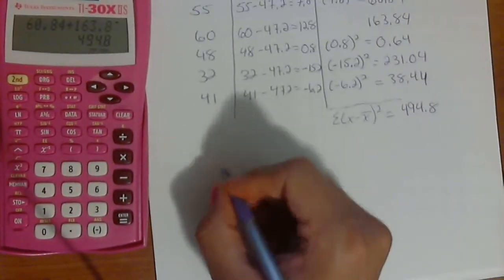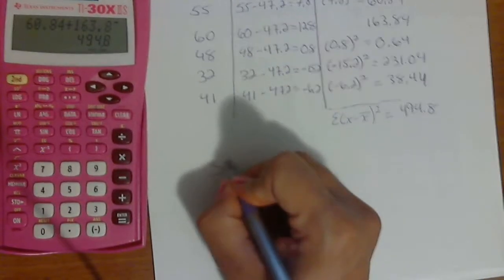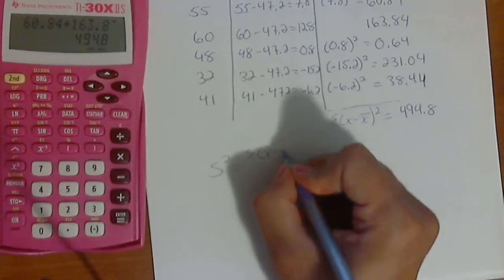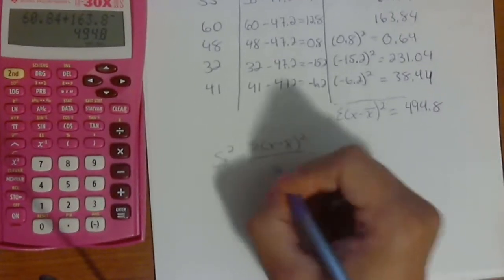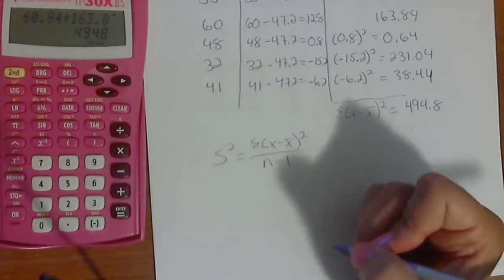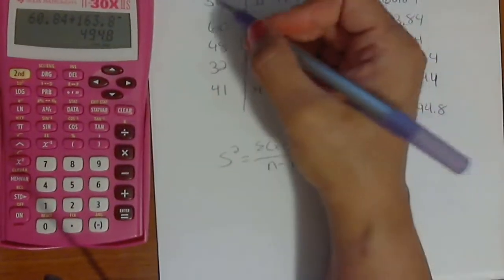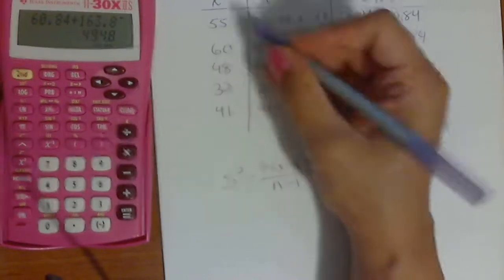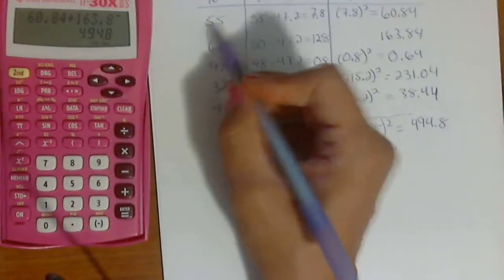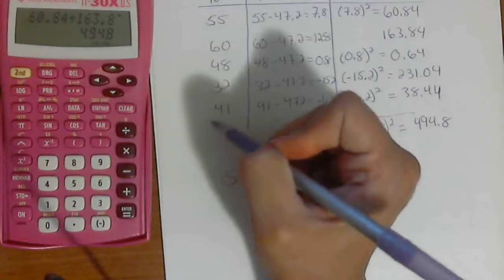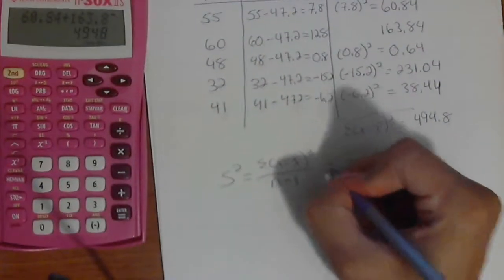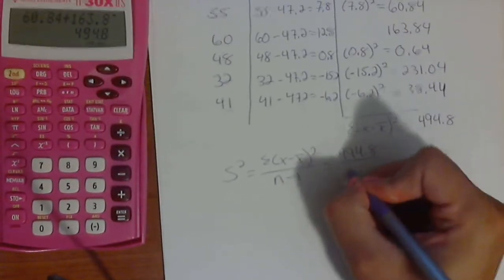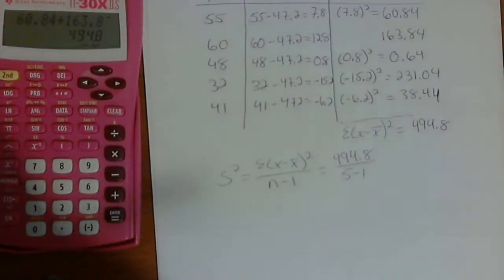Well, remember, for variance, it's going to be the sum of those data values minus the mean squared, and then divided by n minus 1. The n is how many different values you have here in the x column. It's not adding them up. It's strictly, I have 1, 2, 3, 4, 5. So I'm going to put here 494.8 divided by 5 minus 1.